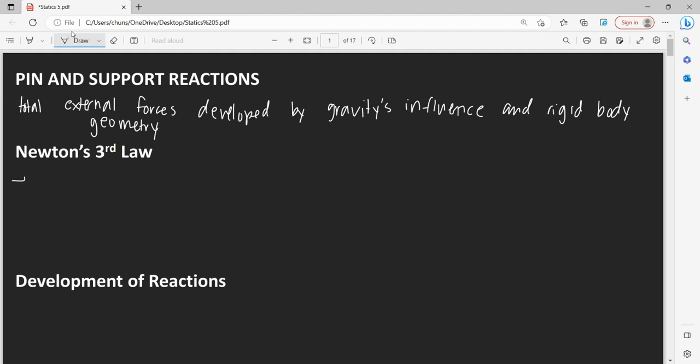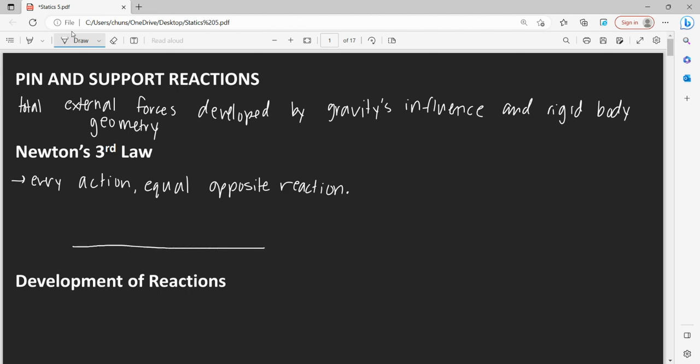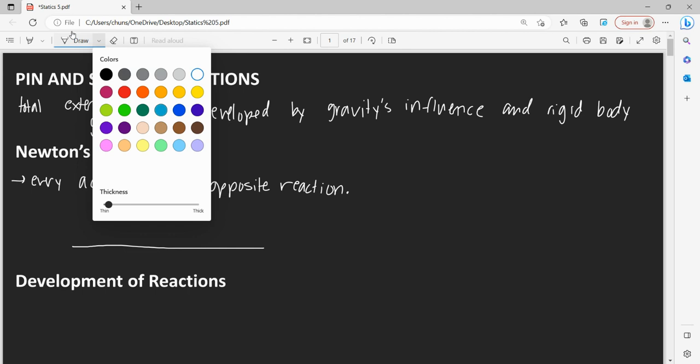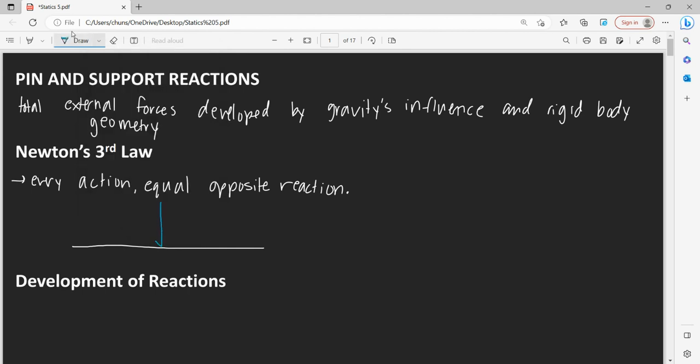So if you think about Newton's third law, every action has an equal and opposite reaction. Right, and if it weren't for this law, everything would just be floating around. So gravity's influence, so say if you had just a surface here, gravity's influence acts down, but at the same magnitude, there's also a reaction that acts upwards to keep whatever that is in place.